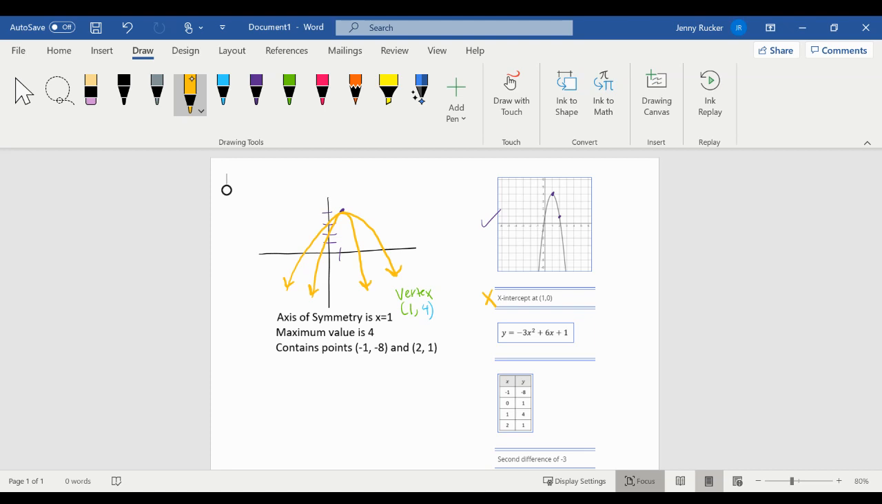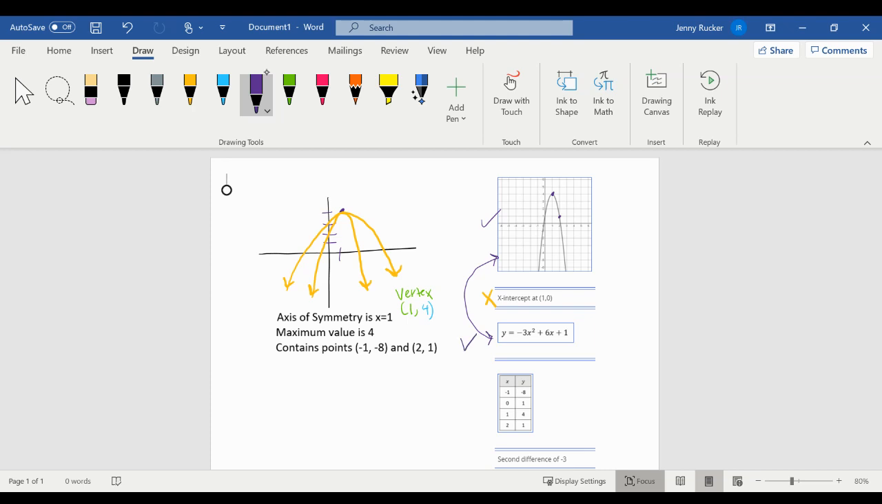All right, let's take a look at y equals -3x squared plus 6x plus 1. If we graph this, we will find that it is exactly the same as the original graph in our options. We will find that it has a vertex of (1, 4). It passes through the points (-1, -8) and (2, 1). So this statement is true.